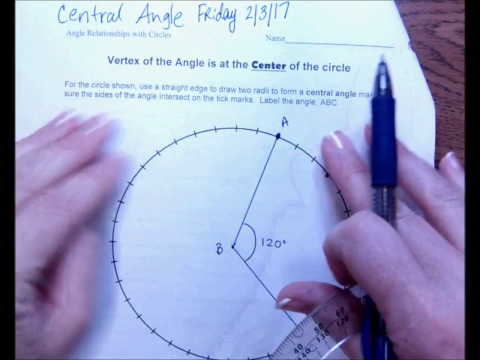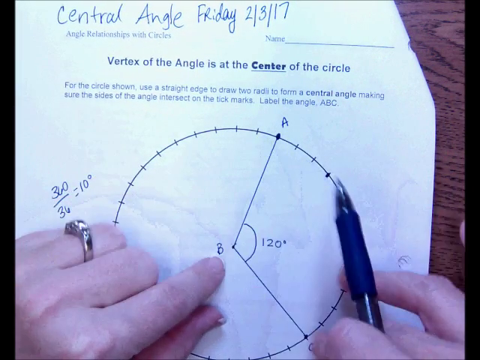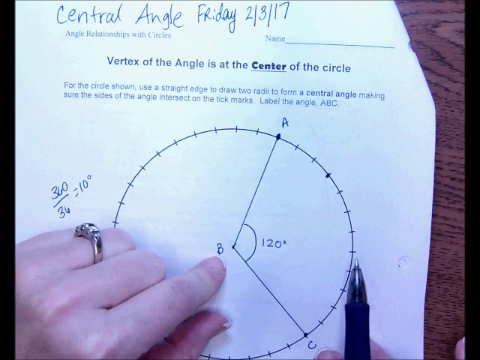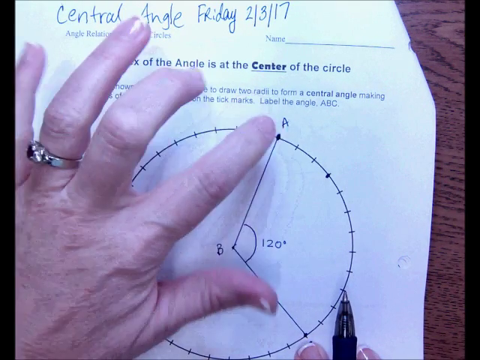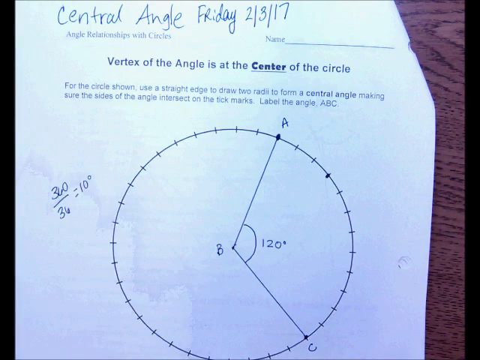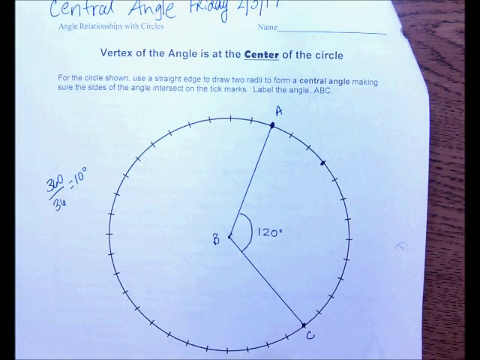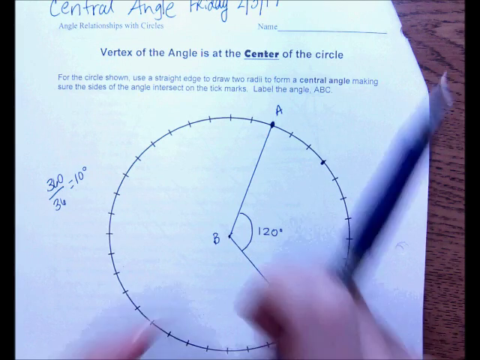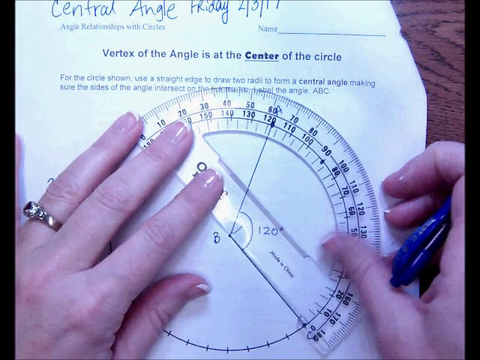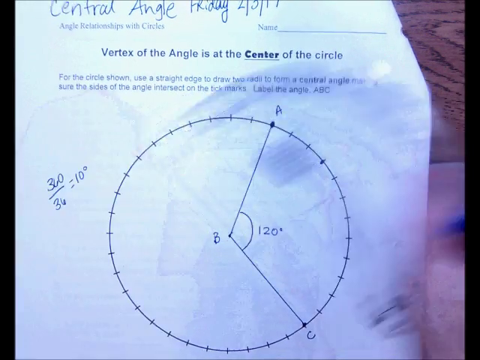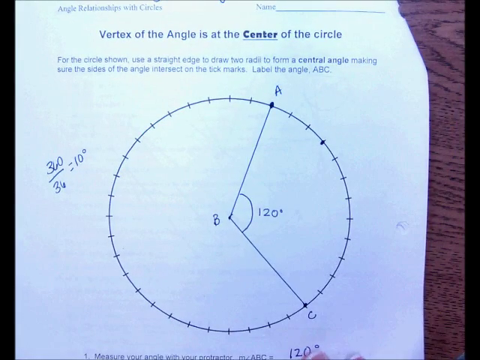It asks you to draw a straight line forming two radii whose endpoints are on tick marks on the circle. So the first thing we did was draw two radii, and then we answered number one. We used a protractor and measured that angle to be 120 degrees. So we put that here.